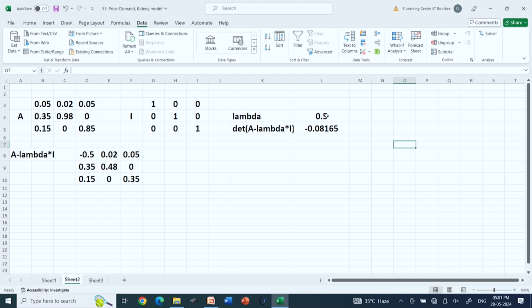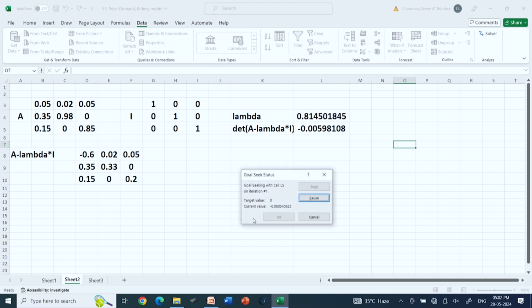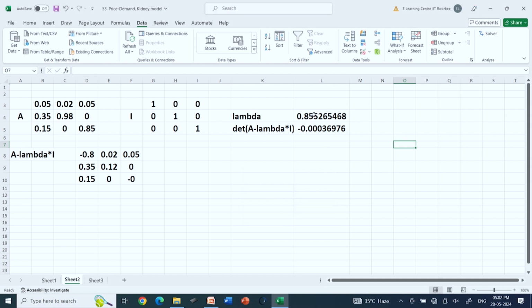So, I change this to lambda equal to 0.5. I again go to what-if analysis, I go for goal seek. I choose determinant of A minus lambda I, which I want to be 0 by changing this initial value of lambda, and I got that to be 0.86. So, one value is 0.99, another value is 0.86. I make it 0.05.